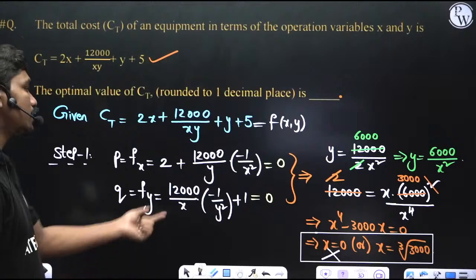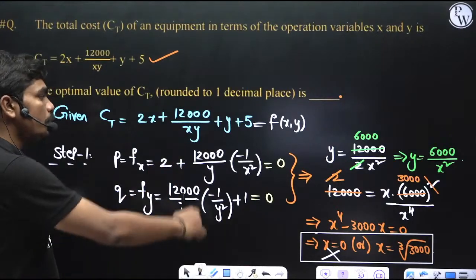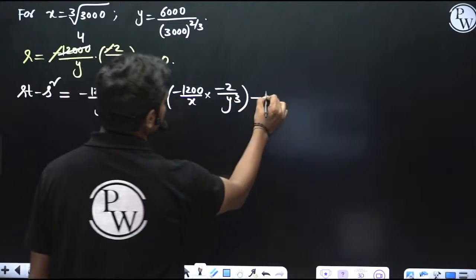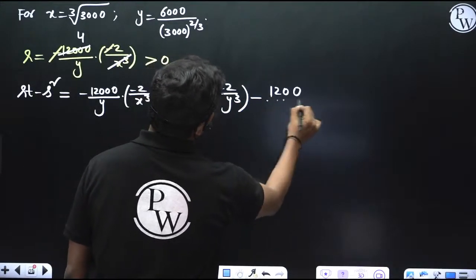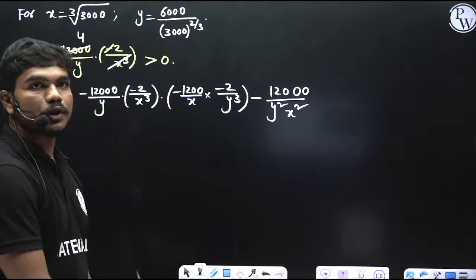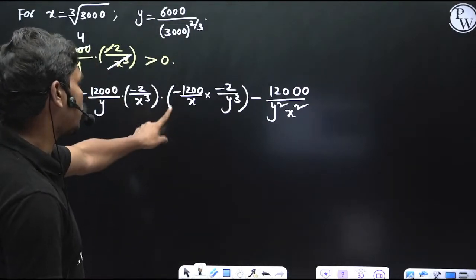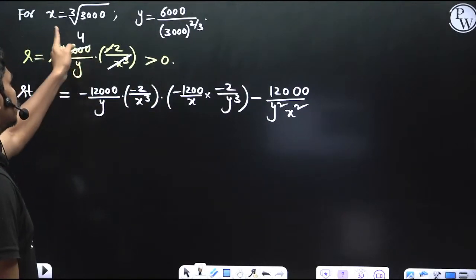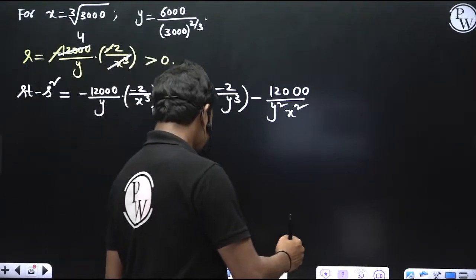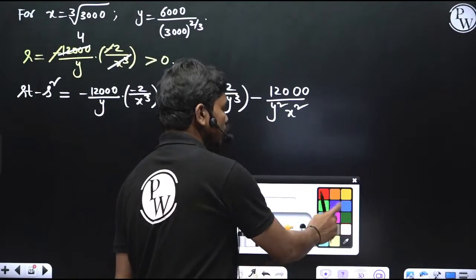So what is s? Differentiate this with respect to y. If you differentiate it with respect to y, you have 12,000 by y square x square. So this is the function. And you have to figure out whether this function is positive or negative at this particular point, x equal to this and y equal to this point. So let's see if this function is positive or negative.